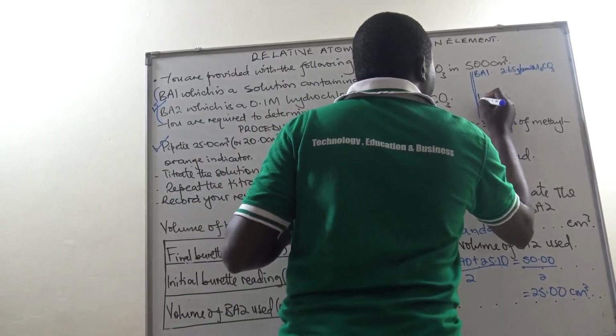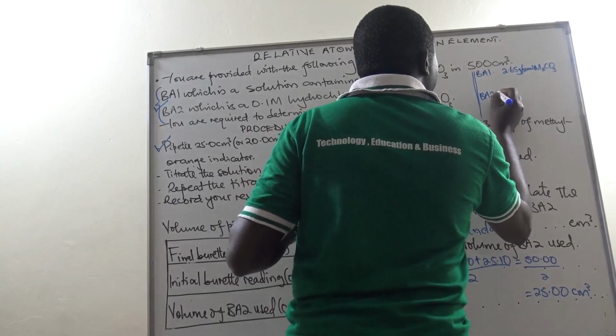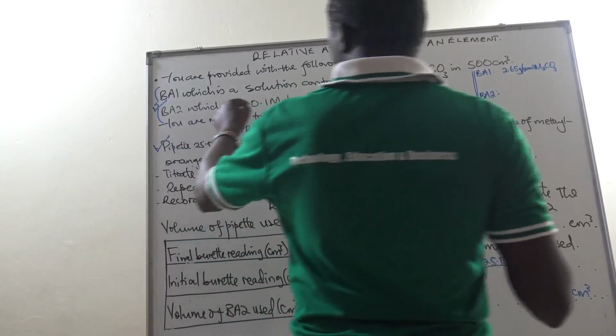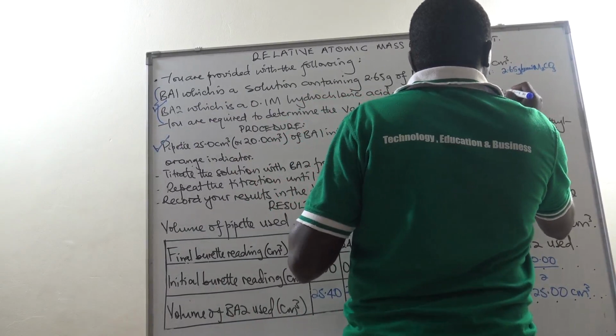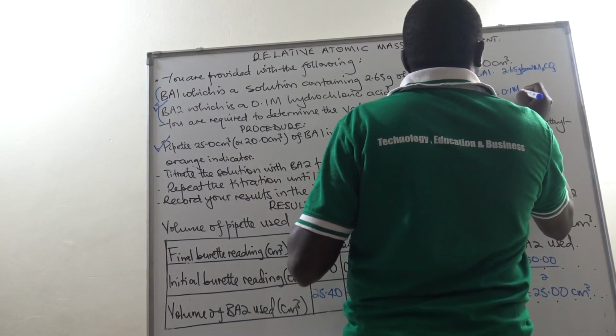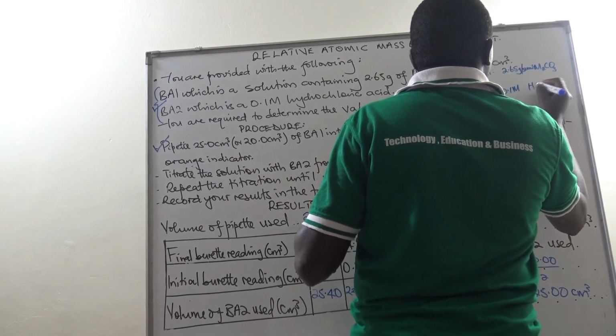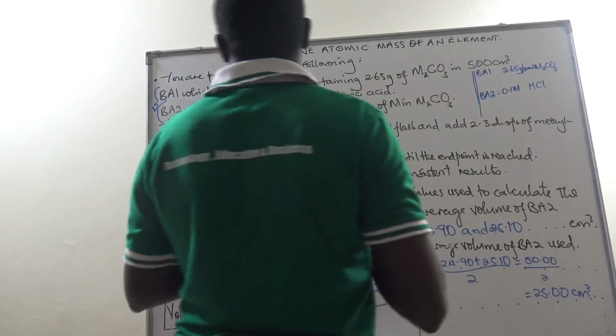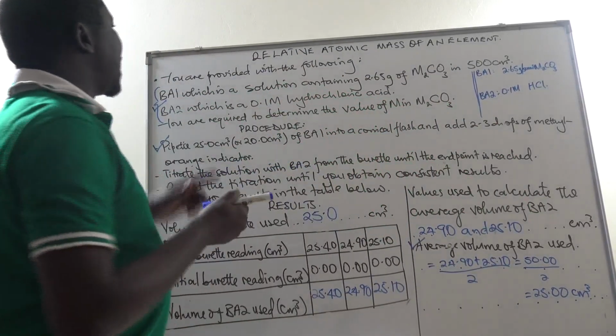Then let us look at BA2. BA2 is a 0.1 capital M hydrochloric acid. We are done with the introductory part here.